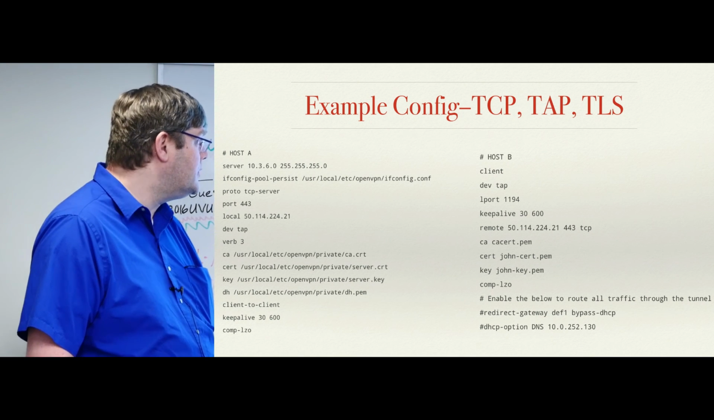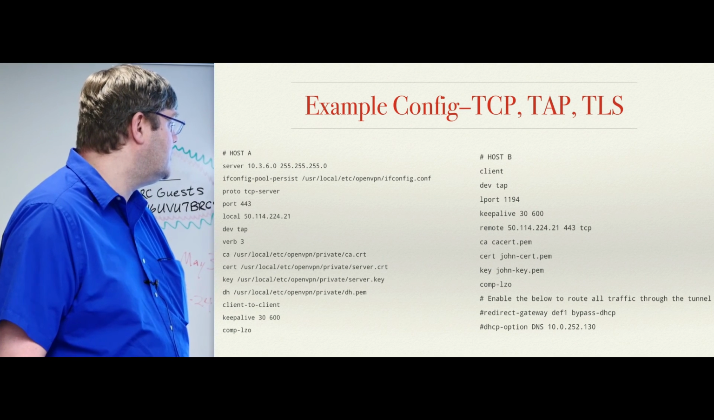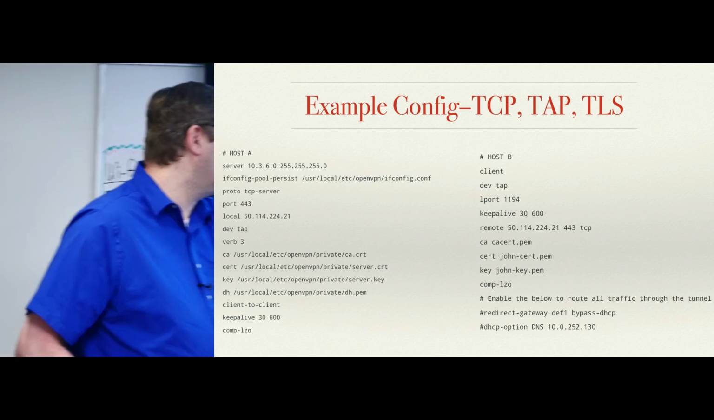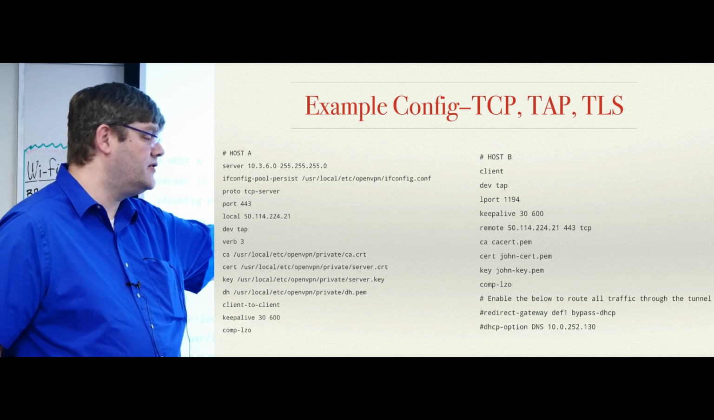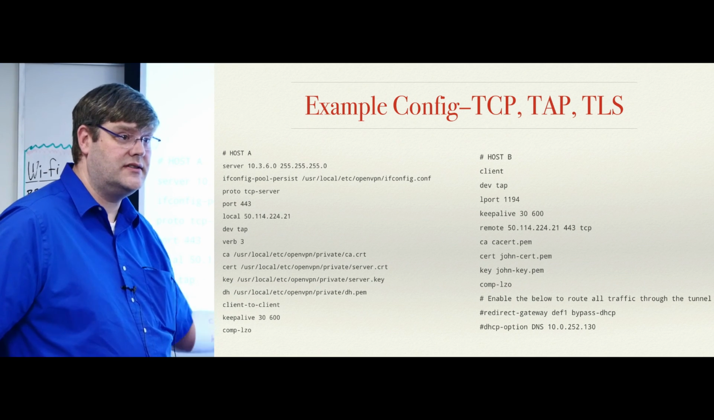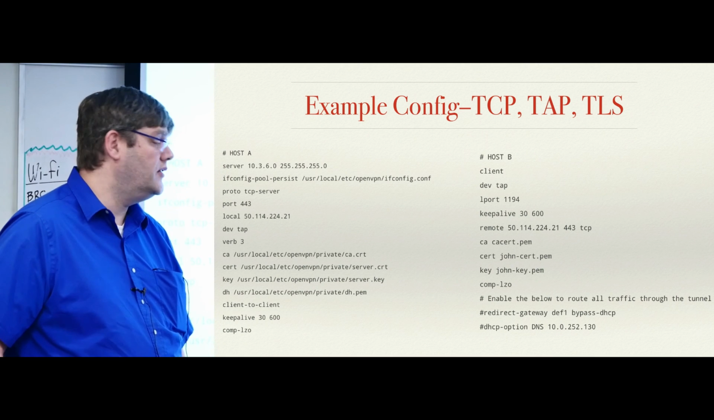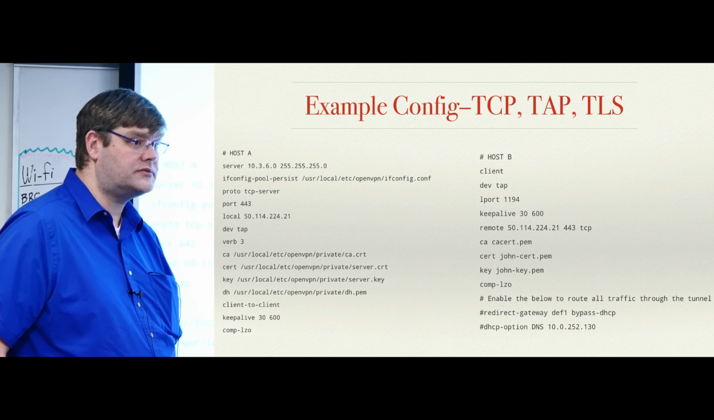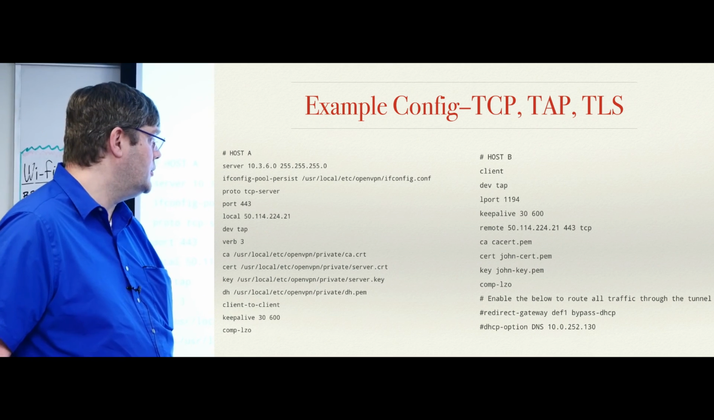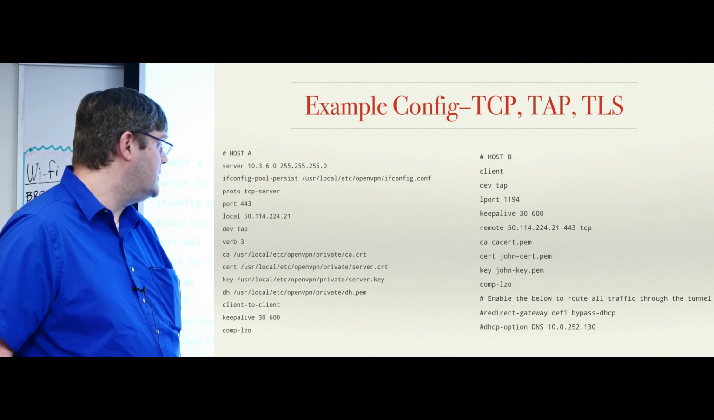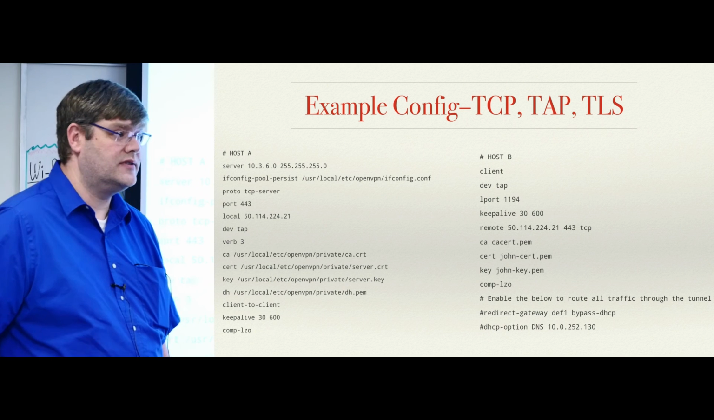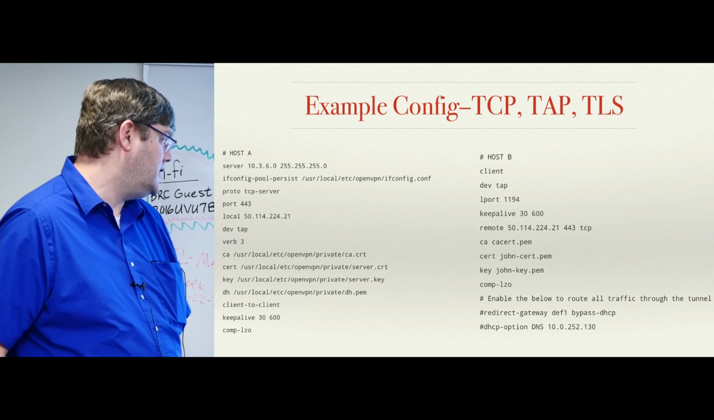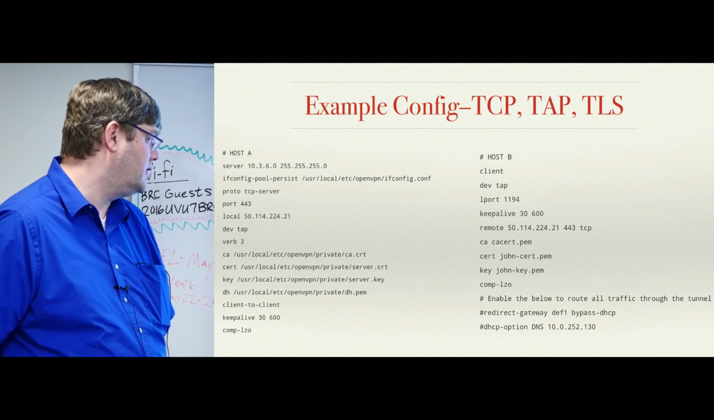The client is simpler, but very similar. lport just means, even though I'm using 443 on the far side, I'm going to use the default 1194 on the client side, so that's shorthand for local port. If you don't specify that, it defaults to whatever port you're using on the remote side. And then instead of local IP, I have remote with the same IP because that's where my TCP server is listening, and similar certificate options.